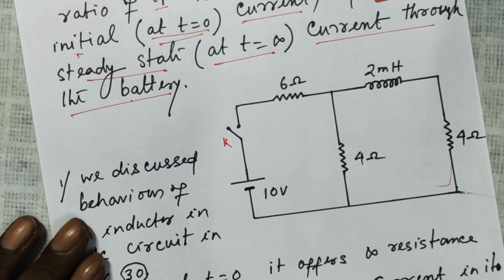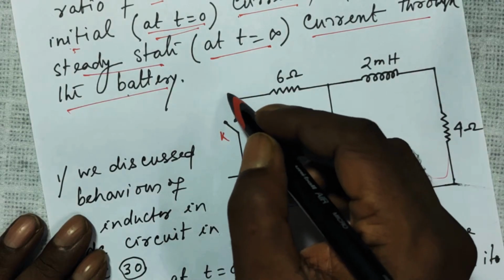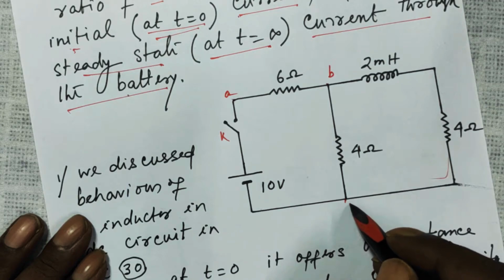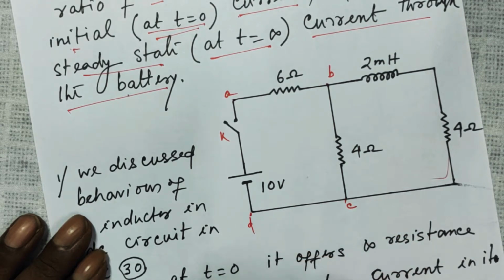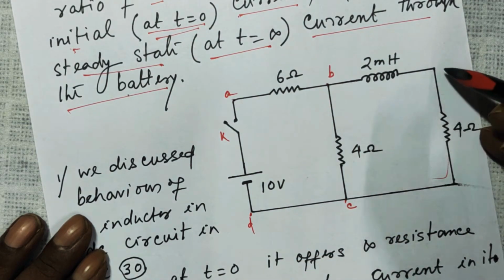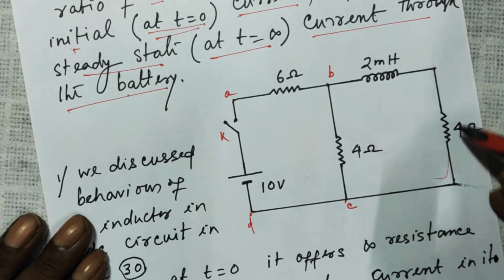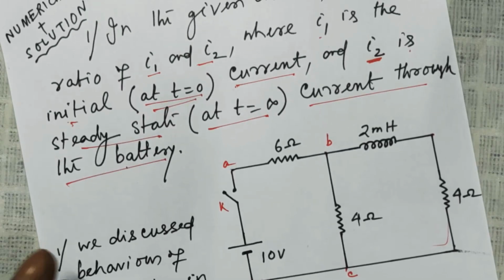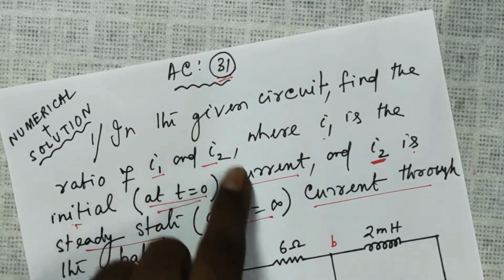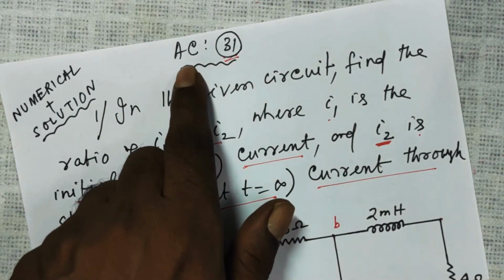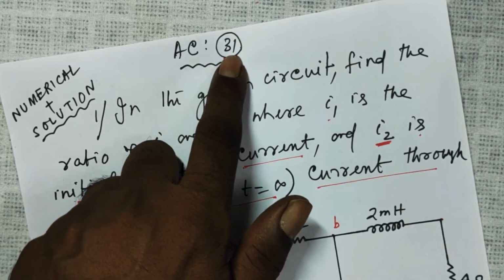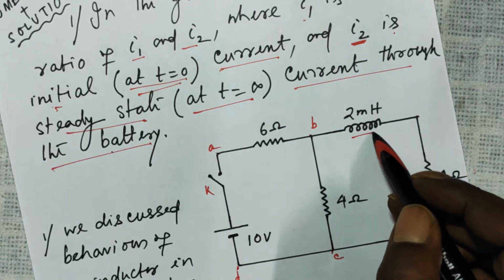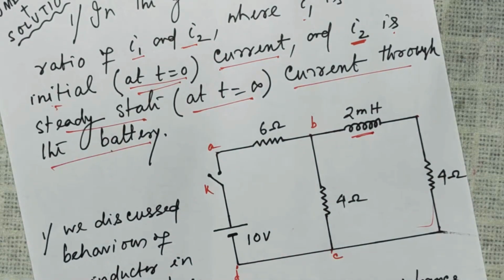So first let me write this point as A, this point as B. Let this point be C, this point D. No need to put some symbol here, it will be easily understood. But I request you, before doing this numerical, you must go through alternating current 30, where I discussed the behavior of an inductor in a DC circuit.